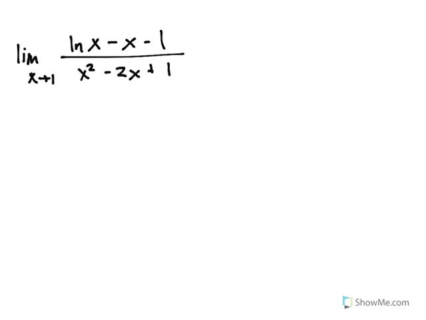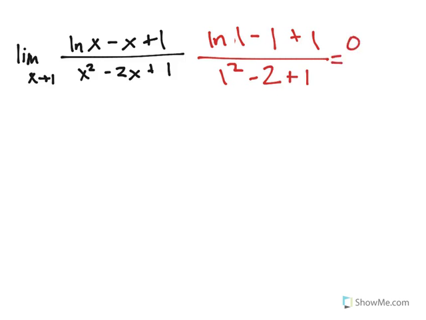Let's try another. Oh, lots of terms here. Do I want to fill in the 1? No, but I'm going to fill it in anyway. ln of 1 minus 1, oop, I almost said ln of 0. It's ln of 1 minus 1 plus 1 over 1 squared minus 2 plus 1. The ln of 1 is 0, over 1 minus 2 plus 1, which equals 0.